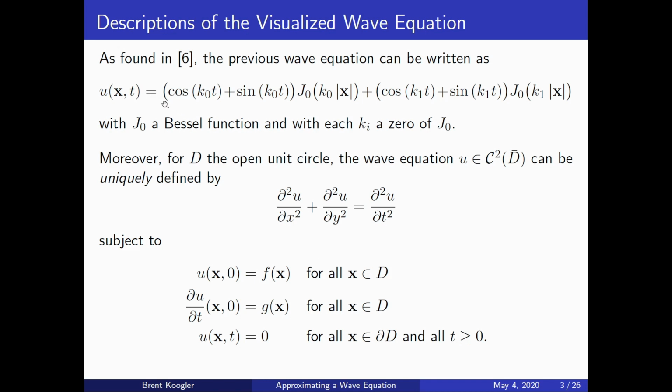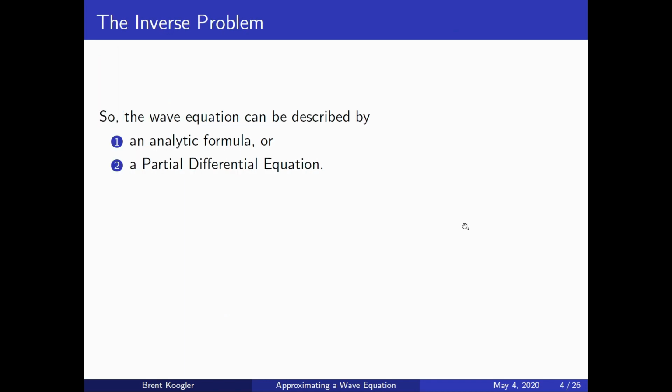Moreover, we can define this function up here in terms of this PDE, basically by setting t equals 0 in terms of this u, and then setting that equal to f of x. And then if we take the first time derivative, set t equals 0, and set that equal to g of x, we can actually uniquely define this analytic formula by this partial differential equation, which is quite desirable. So to recap, we can describe the wave equation that we visualized on the second slide either with an analytic formula or with a partial differential equation.